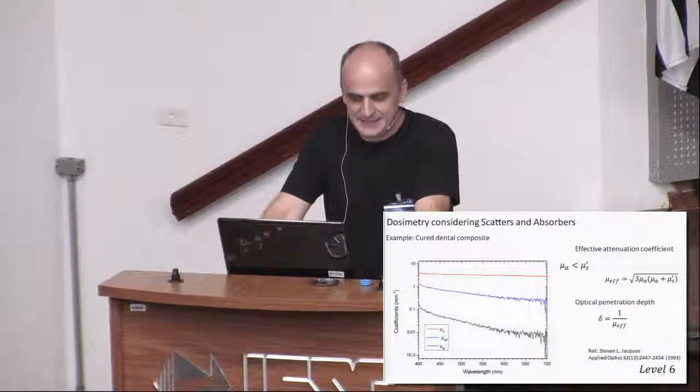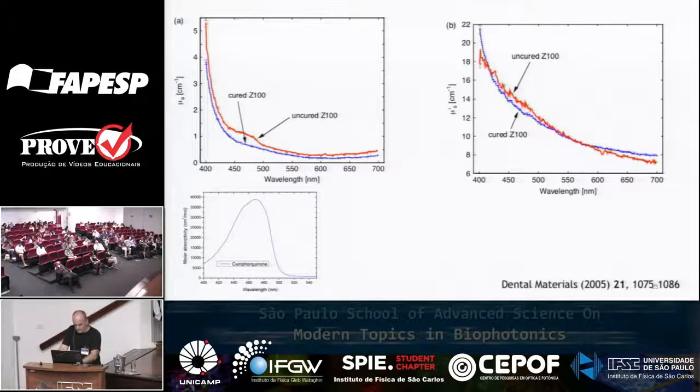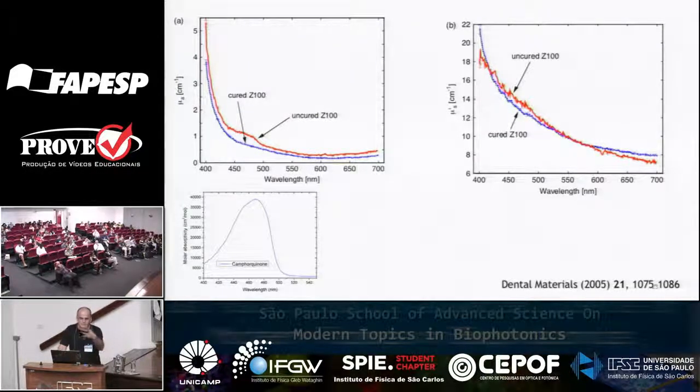What we have here is a dental composite, and we measured the scattering coefficients in red and the absorption coefficient in black, and calculated the effective attenuation coefficient. Imagine that you have this. With this, you can then calculate how deep your radiation goes over the spectral range. Imagine that a dental composite is a mix of silica, polymers, and photoinitiators. The photoinitiator in this case is camphorquinone. You have an absorption peak at 460 nanometers.